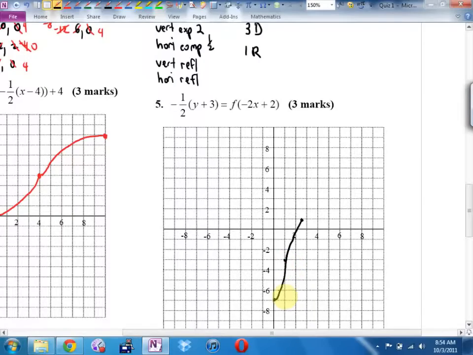4, 0 was the next one. Vertically expand, 0 high, still 0 high. Horizontally compress, 4 right? Why, I think that's 2 right. Vertically reflect, 0 high, still 0 high. Horizontally reflect, 2 right, 2 left. 3 down, 1, 2, 3, 1 right. You also go through -1, -3?